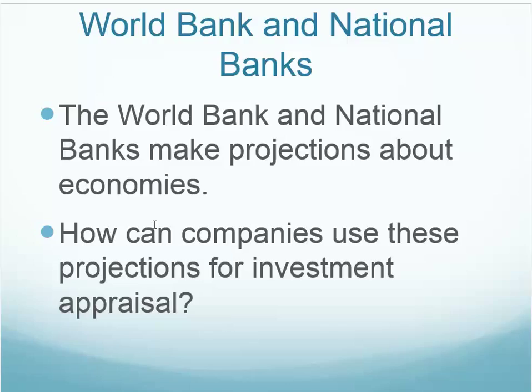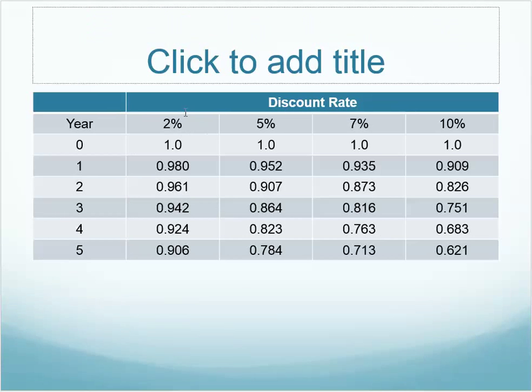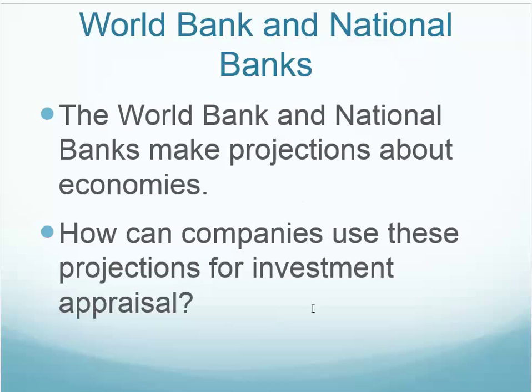So if the World Bank is saying we think global economies are going to increase by 2%, then your discount rate, you're probably going to pick something between 2 and 5% depending on how realistic you think their appraisals are. And you do the same with national banks. It's also quite useful with their projections because you can also compare your average rate of return with the projections and the values that they've got to see whether you think the investment appraisal is worthwhile or not.